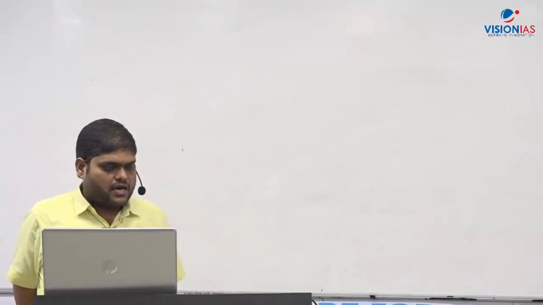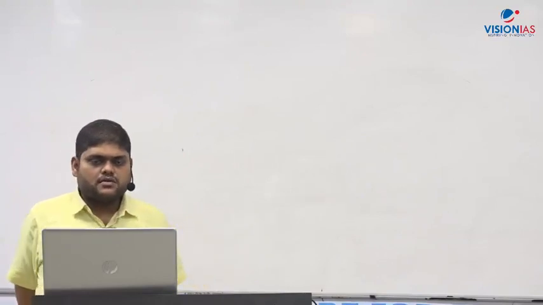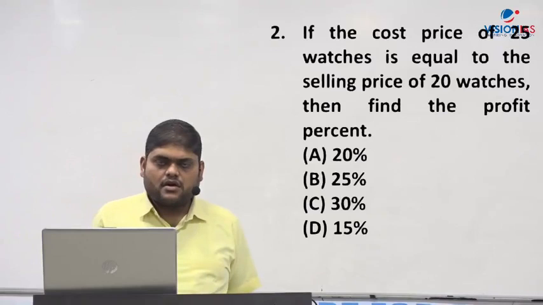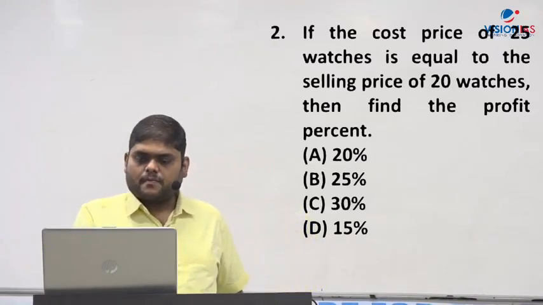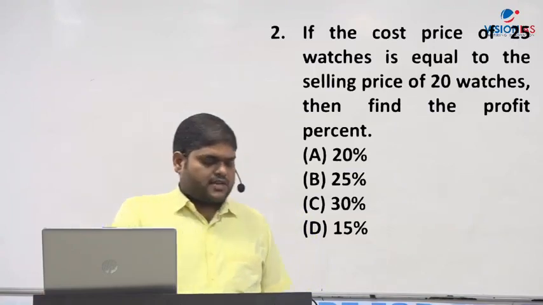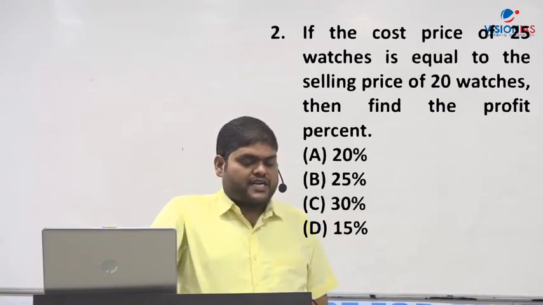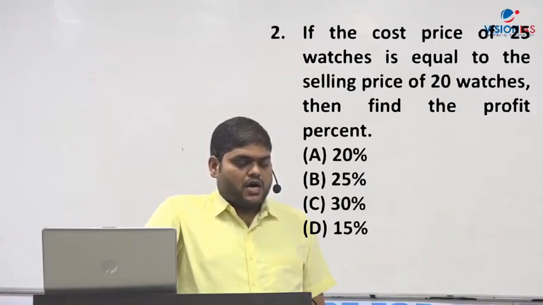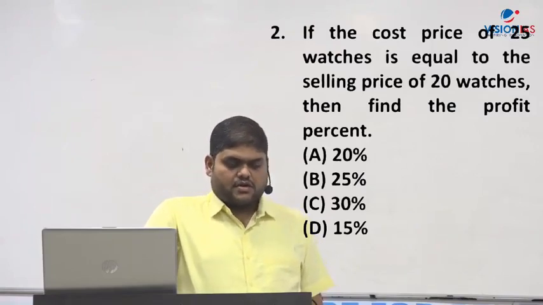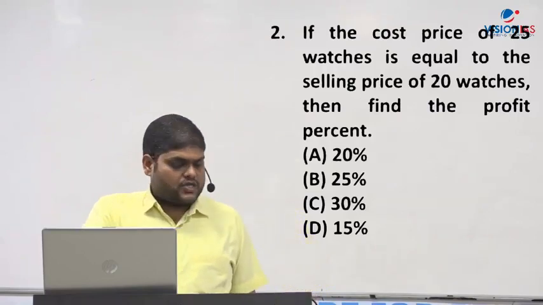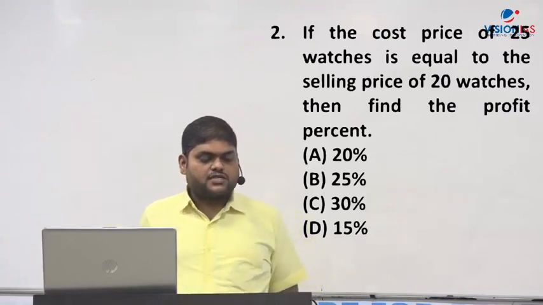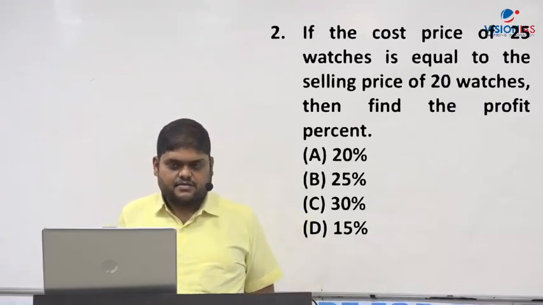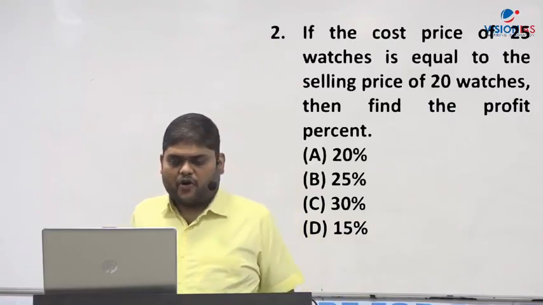Now question number second will come on your screen. You can check that. Question number second. The question is, if the cost price of 25 watches is equal to the selling price of 20 watches, find the profit percentage.